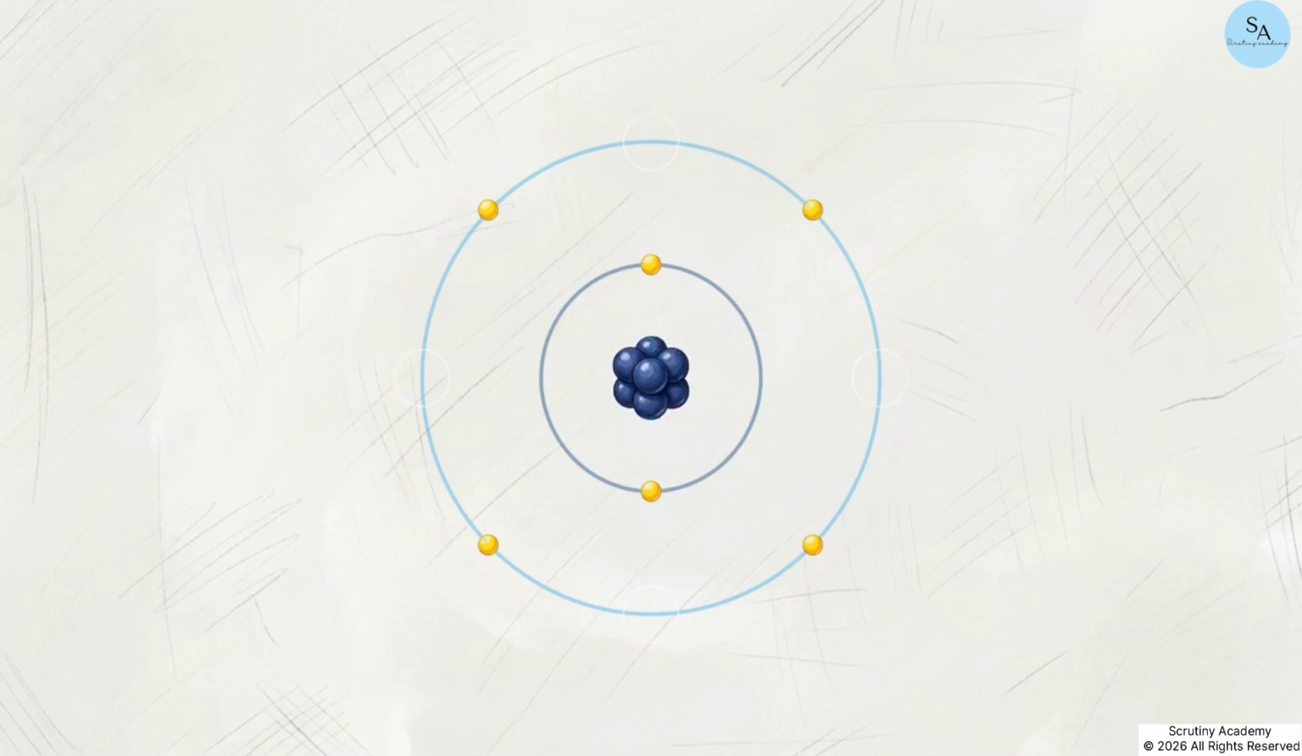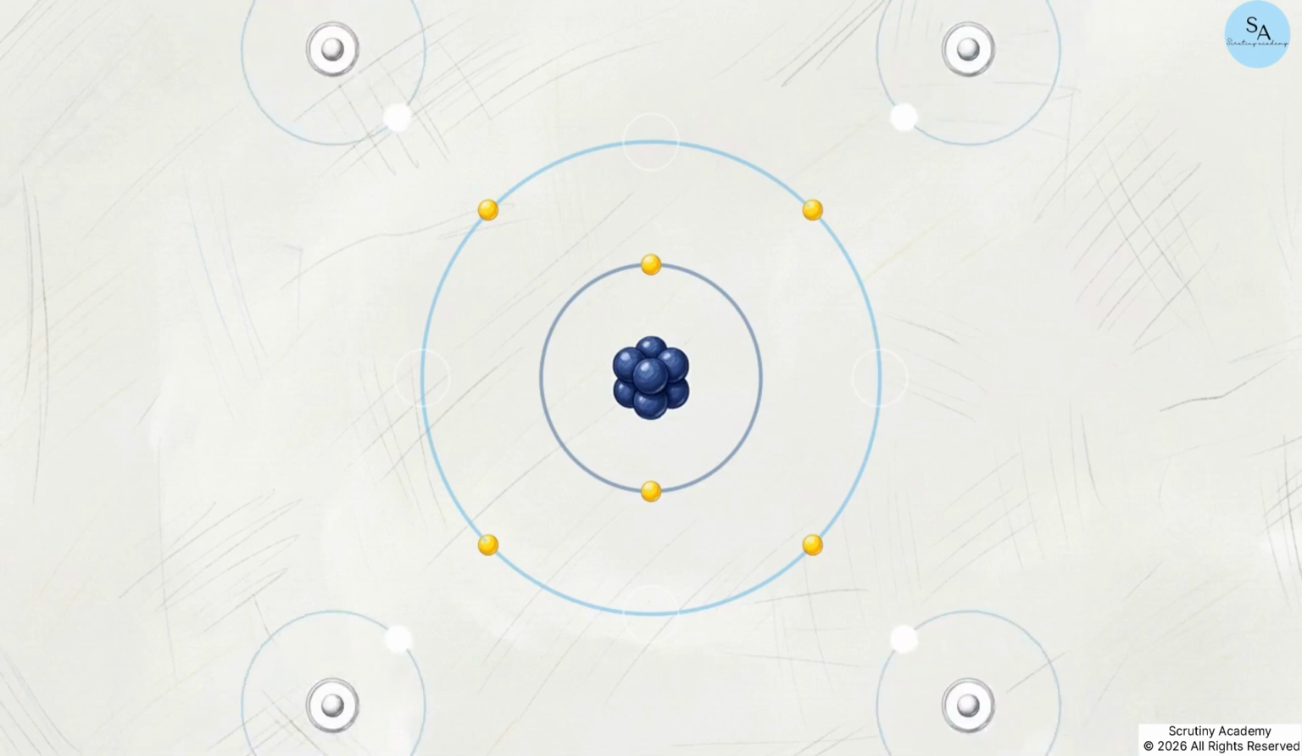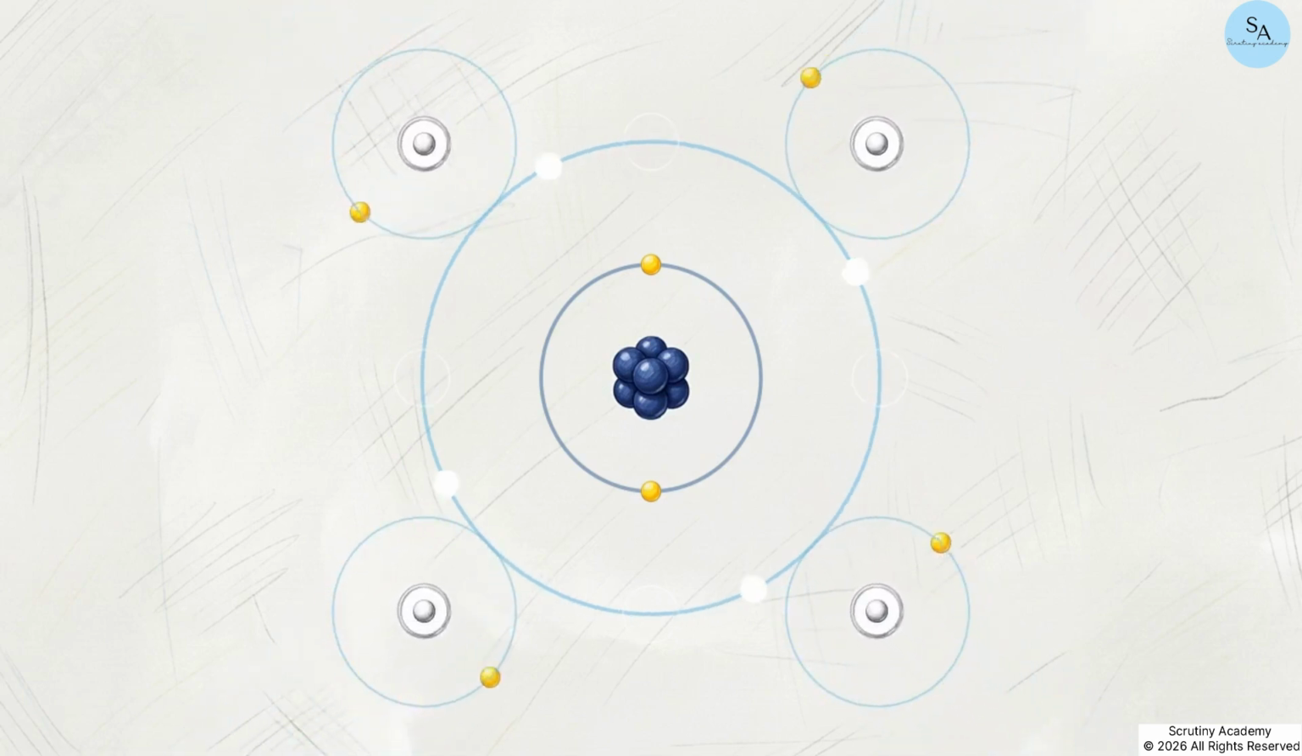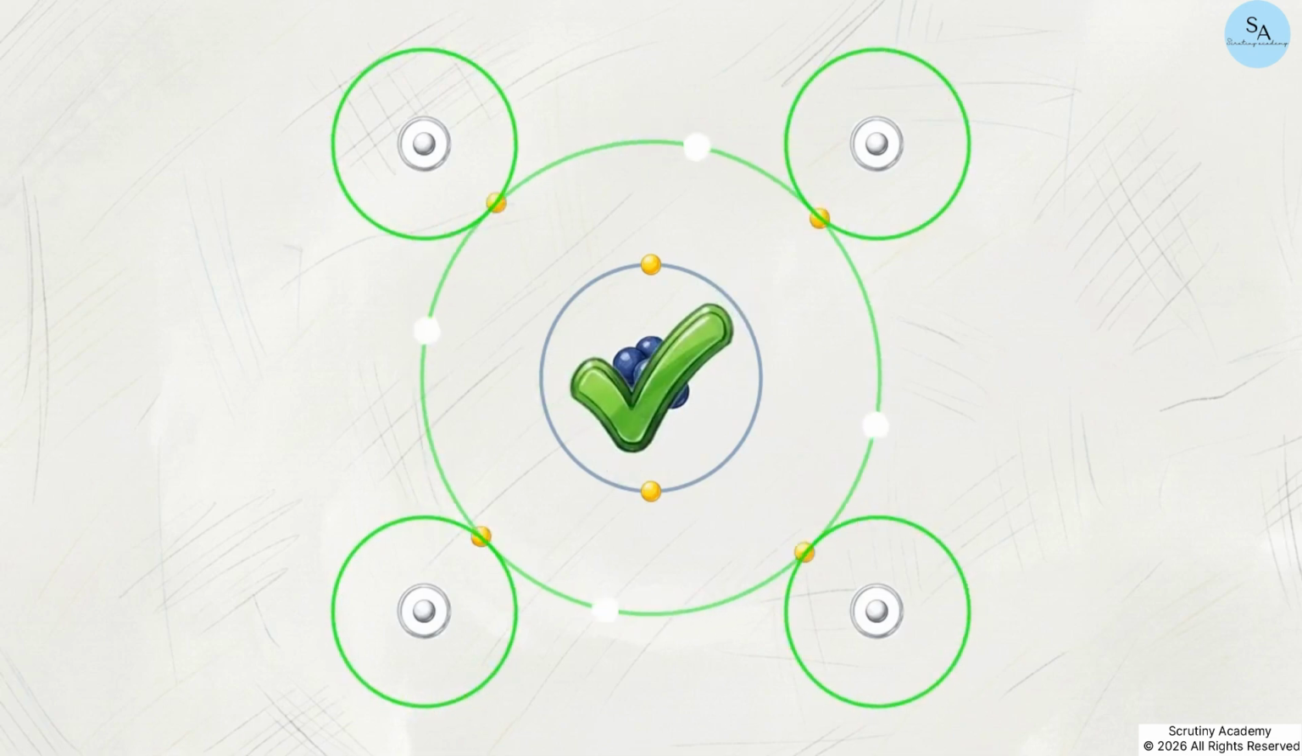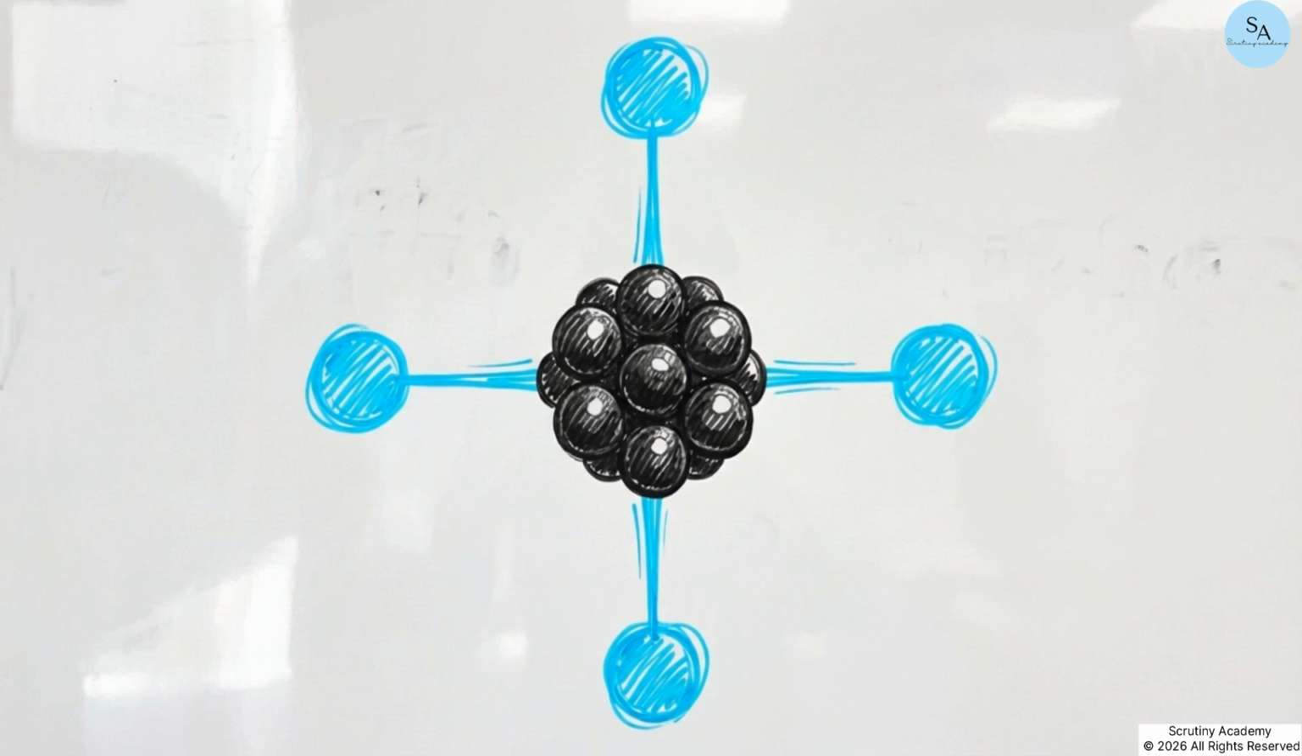To bypass this atomic gridlock, carbon shares its electrons. By overlapping its orbits with other atoms, like hydrogen, it allows electrons to pass back and forth, creating a stable connection known as a covalent bond. Because it has 4 empty slots in that outer shell, a single carbon atom can form 4 of these covalent bonds simultaneously. This capability is called tetravalency.